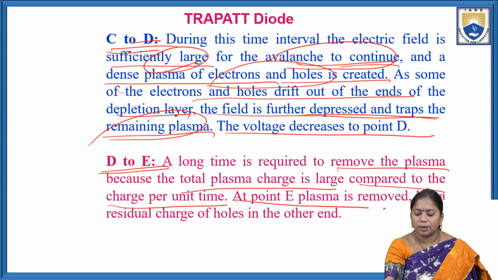So at point E, the plasma is removed, but a residual charge of holes remains at the other end.